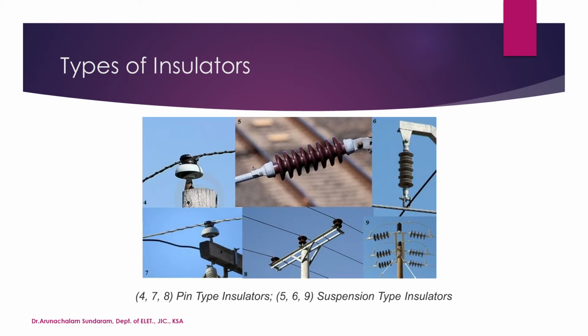Now here I am giving you an example. See here, this is called the pin type. This is the pin, and this is the tower. That is why this is called the pin type. This is the pin which is connected to the tower, the transmission tower. So where is the conductor? The conductor goes on top. That is why you see that there is a groove.